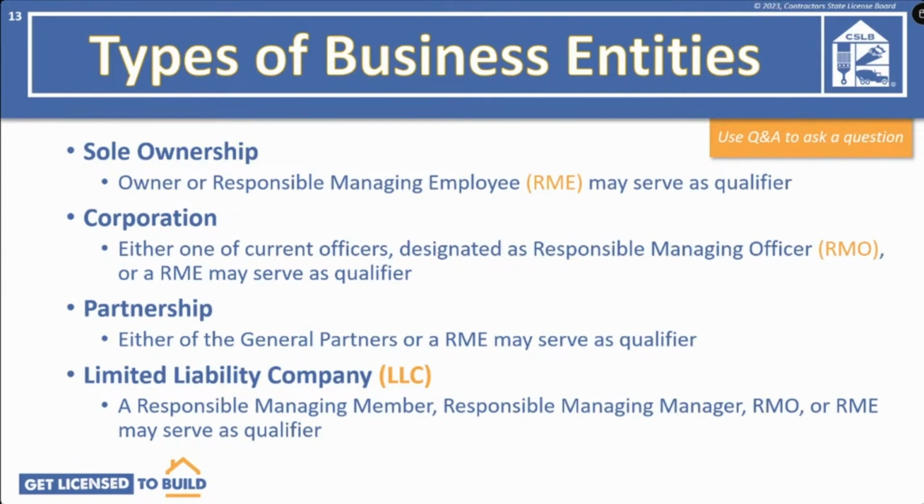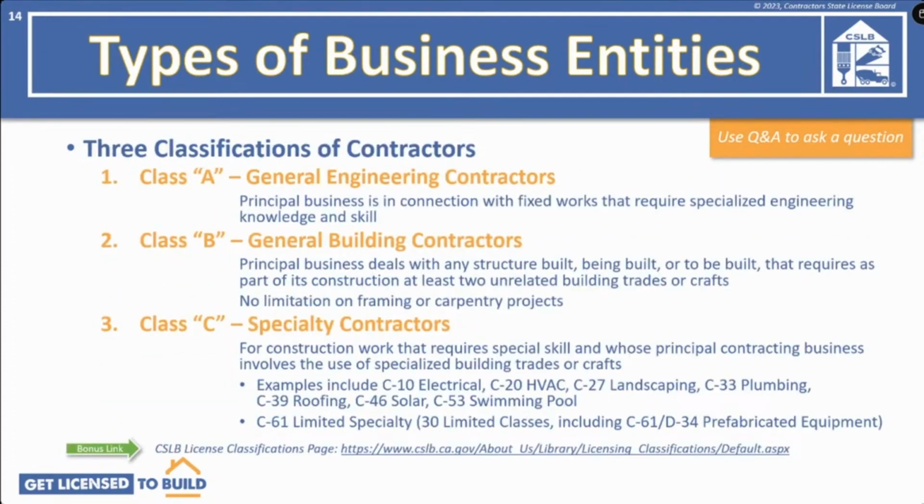Now let's talk about license classifications. A contractor's license can include multiple classifications, although you must select one when filling your application. While there are more than 40 license classifications in California, they all fall under 3 distinct categories. There is a bonus link to our classifications list at the bottom of the screen.